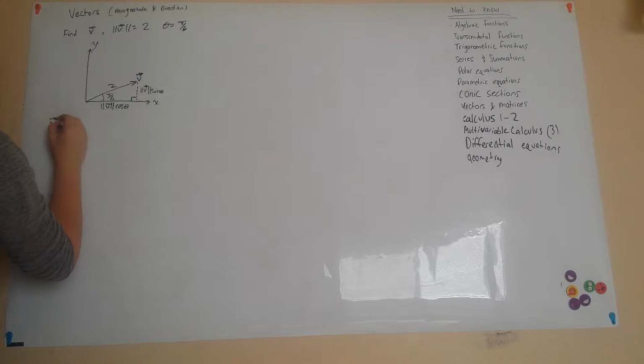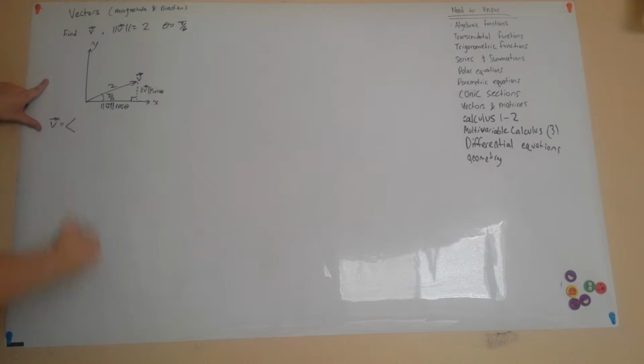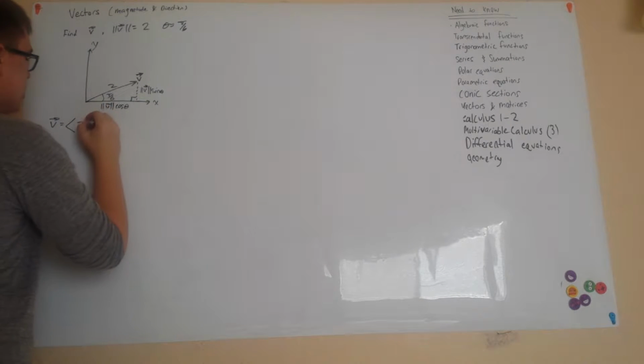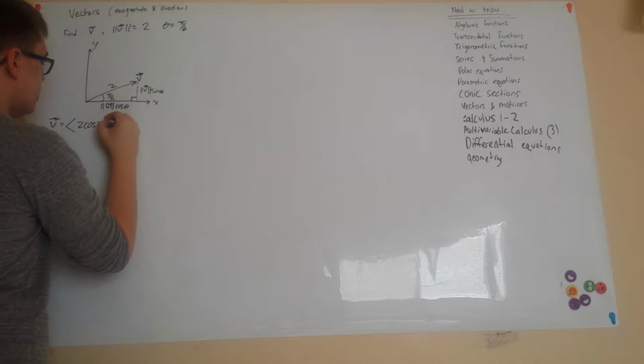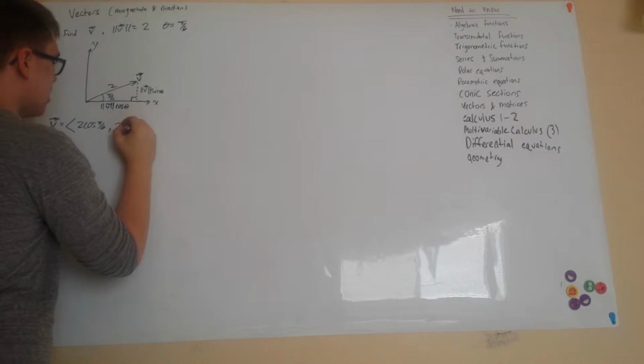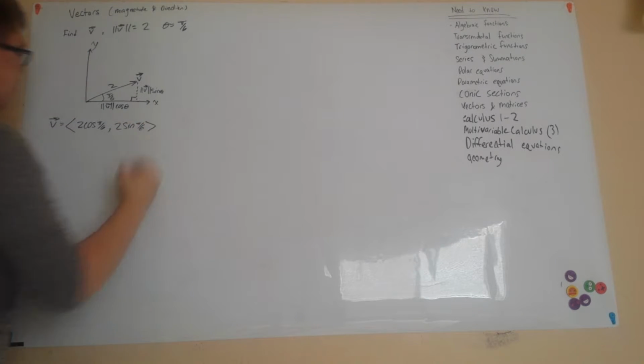So vector v is just, I'm going to use that notation, twice the cosine of pi over 6, comma, twice the sine of pi over 6. There you go.